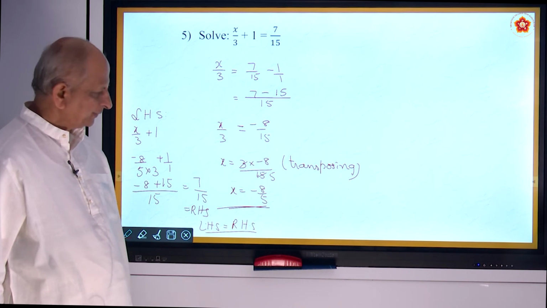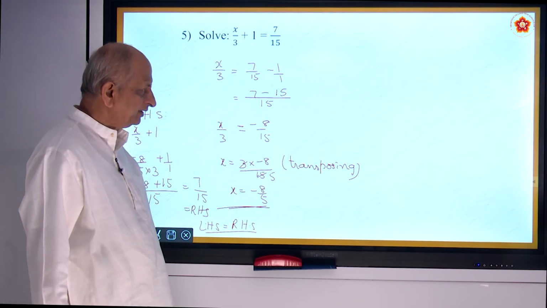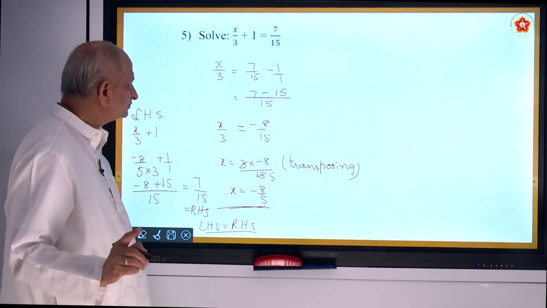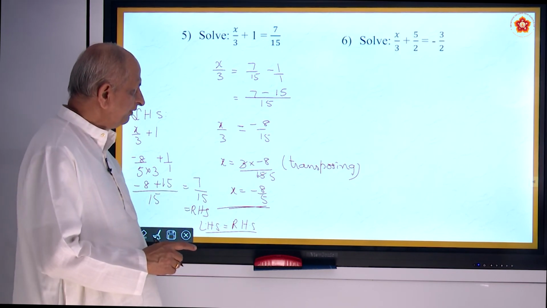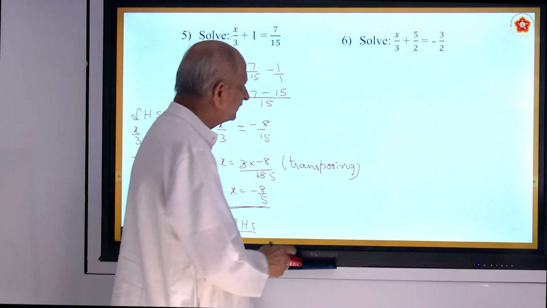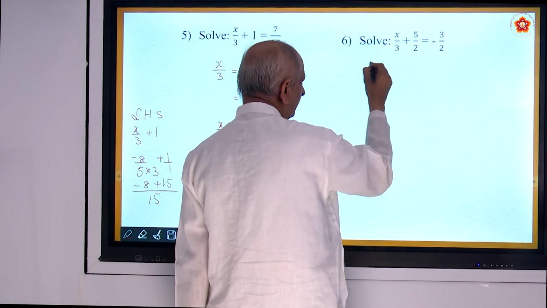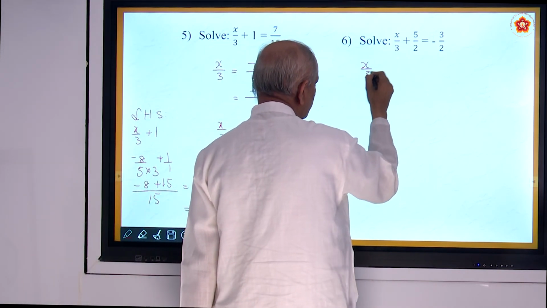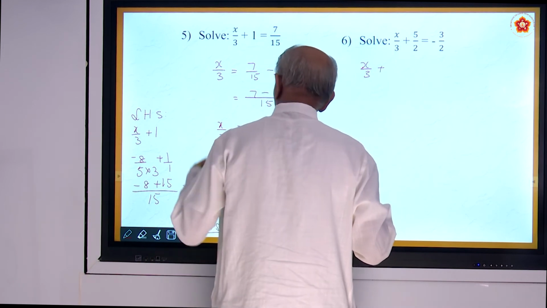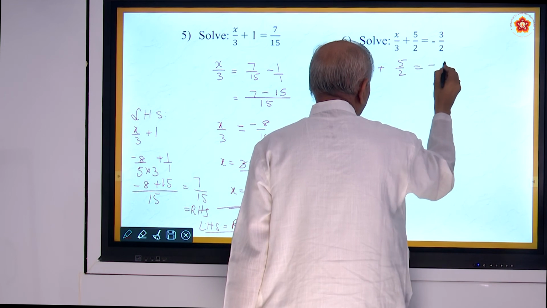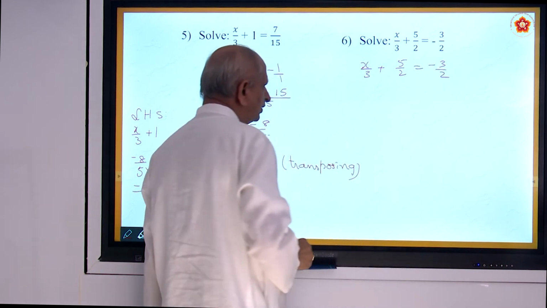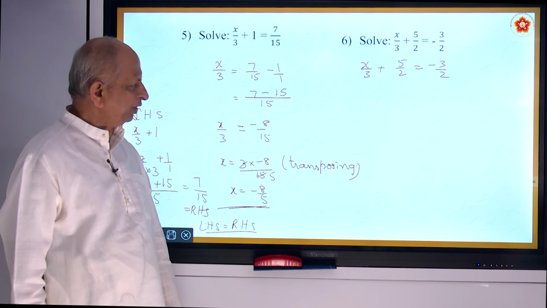Okay. So this is called linear equation in one variable, and the degree of the equation is 1. And lastly, we will work out one more problem. x by 3 plus 5 by 2 equals minus 3 by 2. Come on, note down this. So all are fractions. What shall we do now?